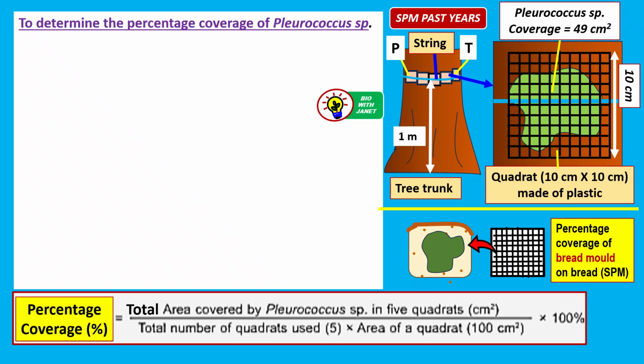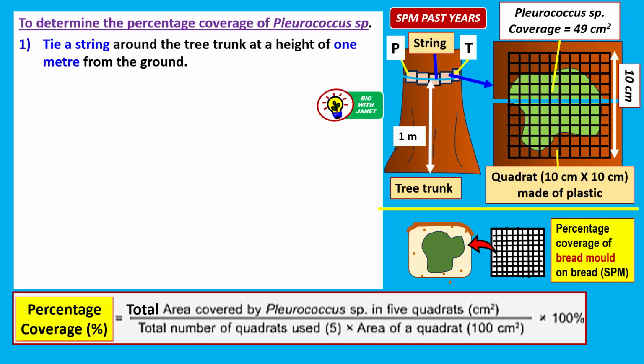So here's the procedure to determine the percentage coverage of Pleurococcus species. Number one, tie a string round the tree trunk at a distance of 1 meter from the ground. The string is tied at a distance of 1 meter, the blue string here, from the ground. So to fix the height at which we are going to do our field studies. So all the transparent quadrats will be placed at 1 meter from the ground on the tree.